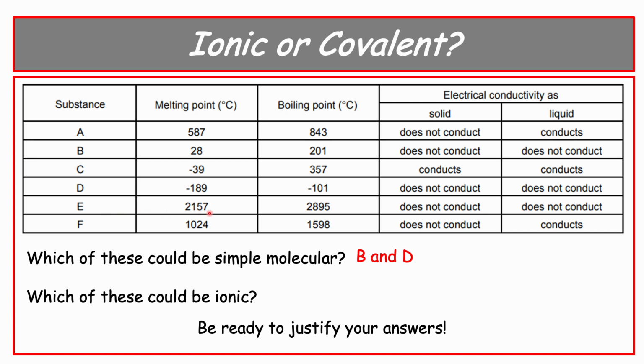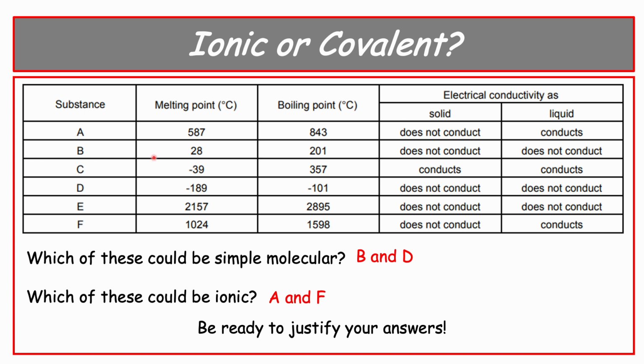If we look at E, it's got an extremely high melting and boiling point, but it doesn't conduct when it's a liquid. So therefore, E must be a different type of bond, and we haven't looked at that yet, so it can't be E. But F has a high melting and boiling point. It doesn't conduct when it's solid, but does when it's a liquid, so F must be ionic. So for ionic, it must be A and F.